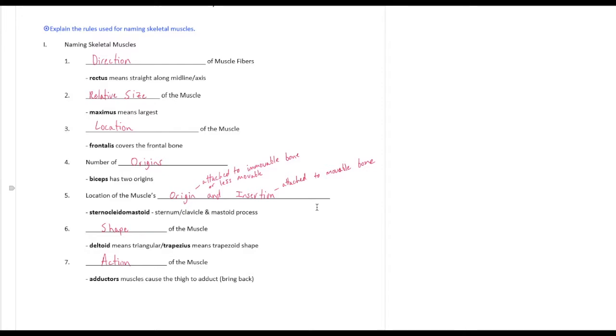naming system we use. And so then we have relative size of the muscle. So maximus would mean largest, like the gluteus maximus. This will kind of get us into number 3. So that would be location of the gluteal portion of the body, gluteal or gluteus, and the maximus would be the relative size. We have location of the muscle. This is where it either covers a certain bone or part of a certain part of the body due to our areas that we've named, like with brachialis or gluteal or calcaneus or anything like that.